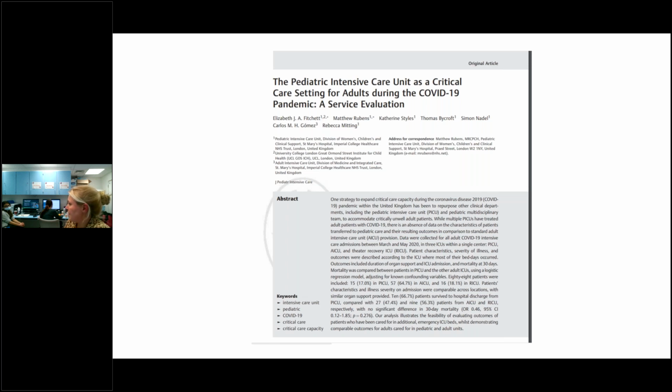Just these are the adults that went to adult ICU. These are the ones that went to PICU. What was the difference? How did we manage it differently? What was their experience and how did it differ? And so that's just to show you that a basic service evaluation, 50 patients, can also make its way into a journal and be valuable and interesting to other people.